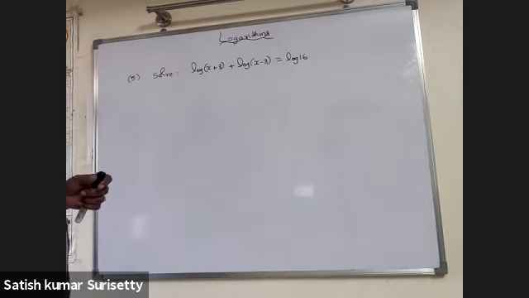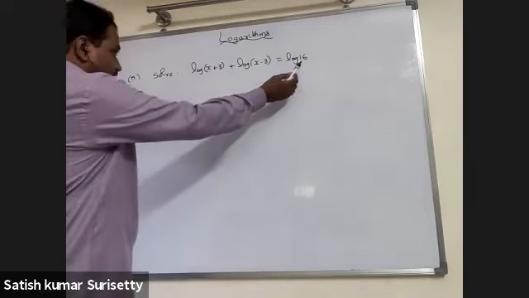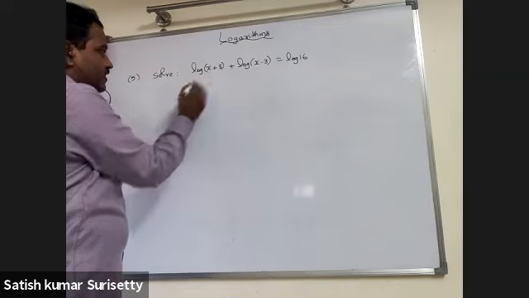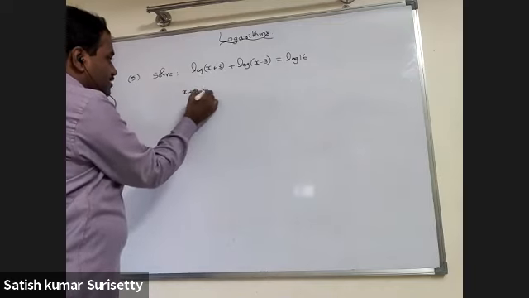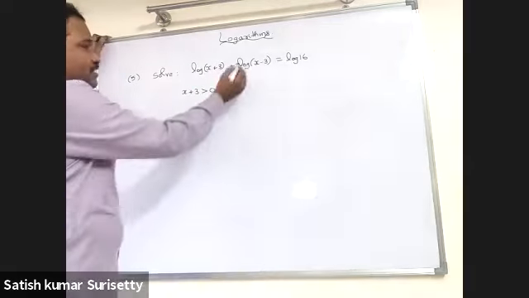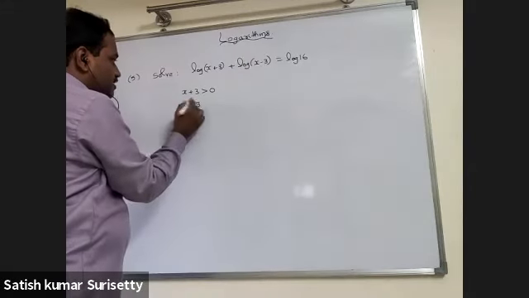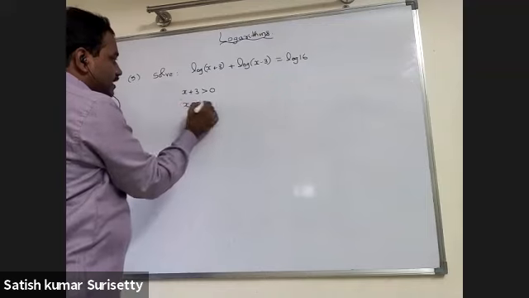So when you want to solve this equation, log of (x plus 3) plus log of (x minus 3) equal to log 16, first you write the conditions. Now log of (x plus 3) is defined only when x plus 3 must be greater than 0. And log of (x minus 3) is defined only when x minus 3 must be greater than 0.